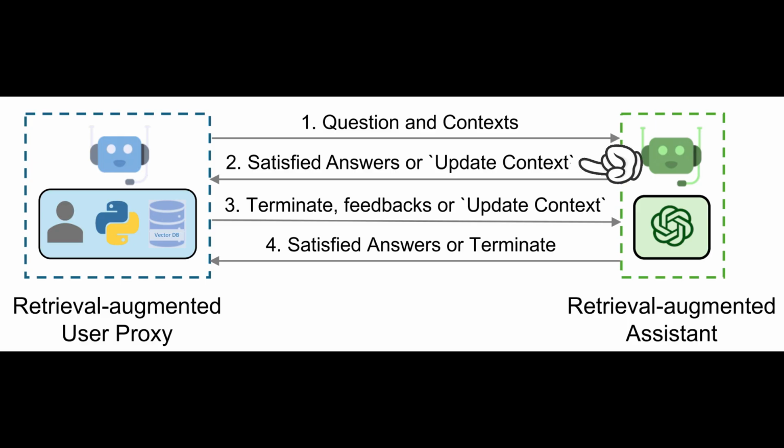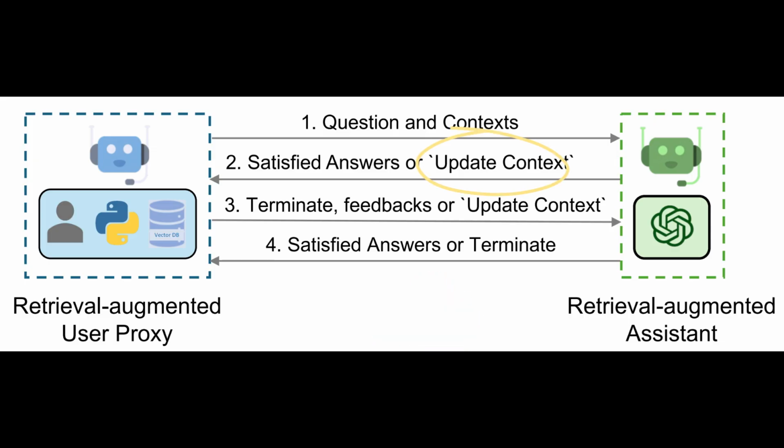the RAG user proxy. If a response includes code blocks, the RAG user proxy executes the code and sends the output as feedback. If there are no code blocks or instructions to update the context, it terminates the conversation. Otherwise, it updates the context and forwards the question along with the new context to the RAG assistant. If the RAG assistant receives update context, it requests the next most similar chunks of documents as new context from the RAG user proxy. Otherwise, it generates new code or text based on the feedback and chat history.